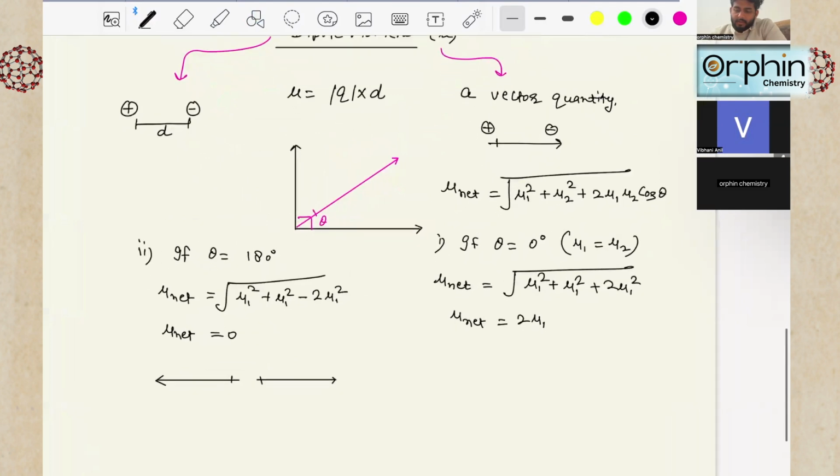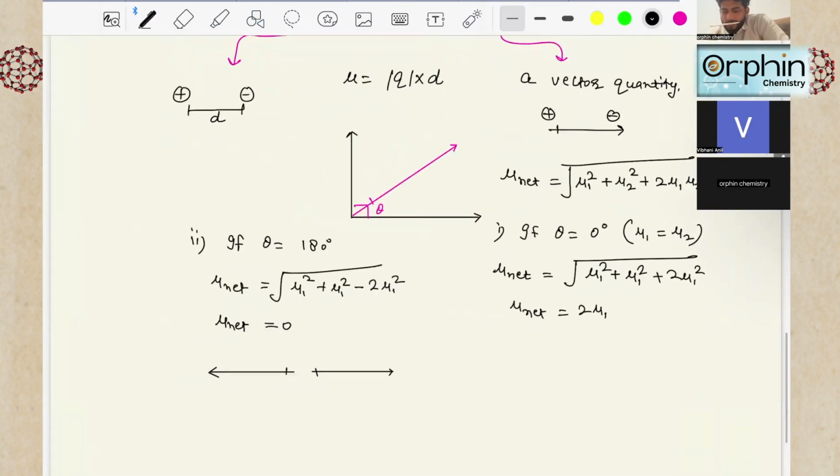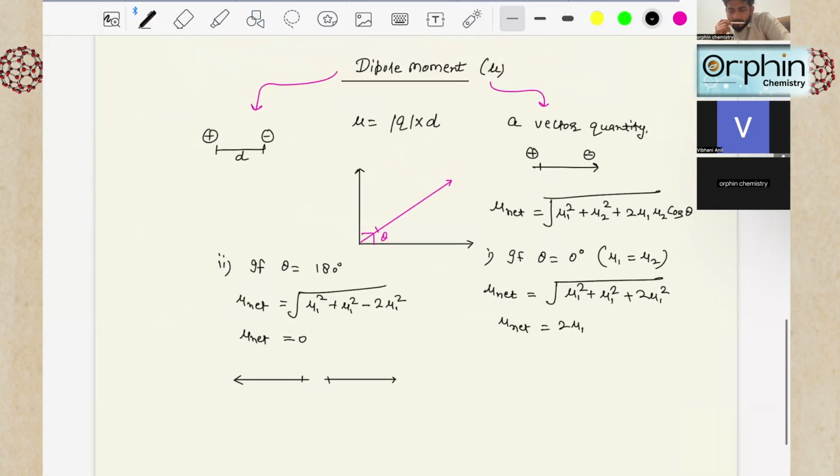Sir, I understood dipole moment is net charge into the distance between the positive and negative charge. But what does dipole moment actually mean? Is it some kind of quantity or attraction or something like that? No, it is not an attraction. When two charges are separated by a distance d, some dipole is generated.